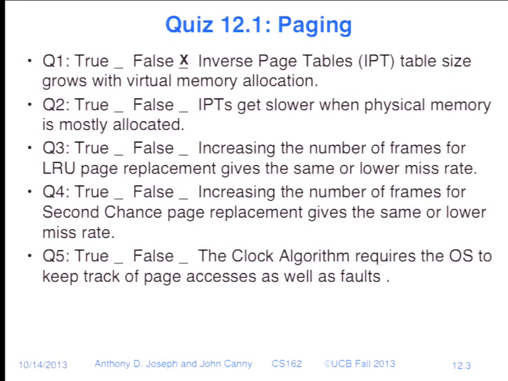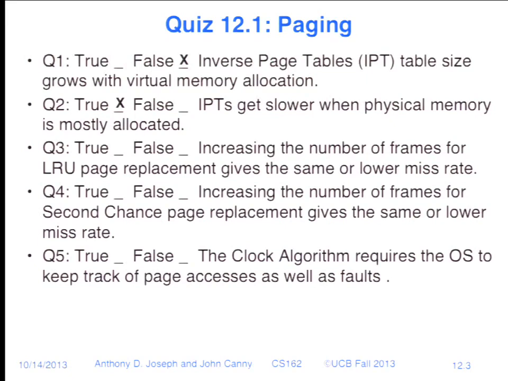What about, in the implementation we described anyway, does the IPT get slower when physical memory is heavily allocated? True, yeah. Why is that? Yeah, it's using a hash table, so as it fills up, you're going to get some collisions and some chaining in order to get to the right result. Good, okay.